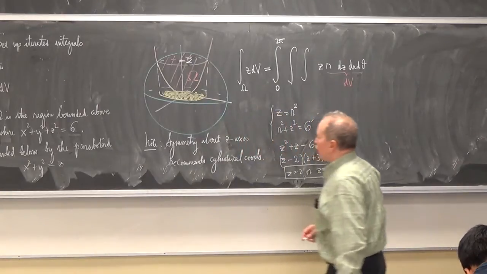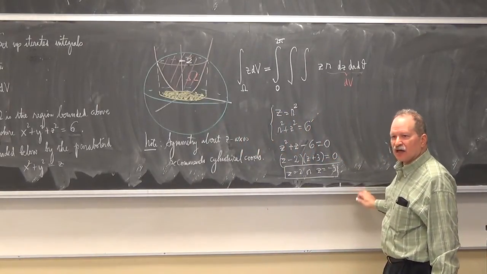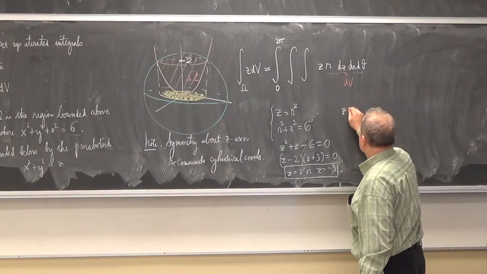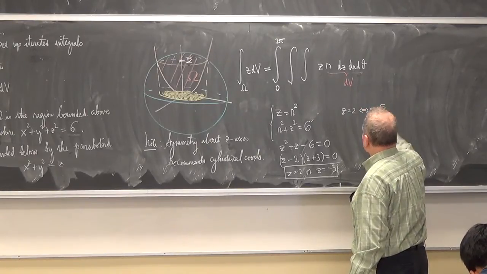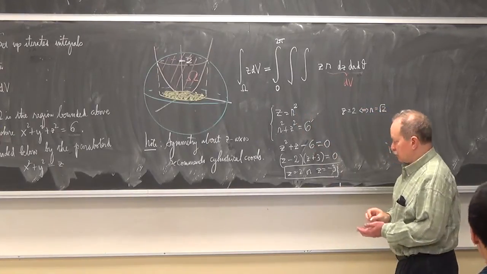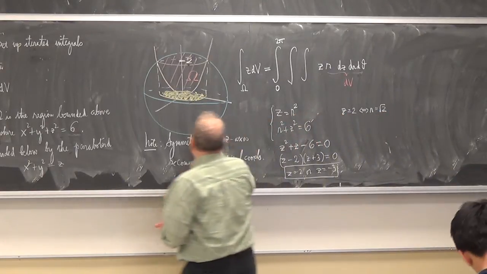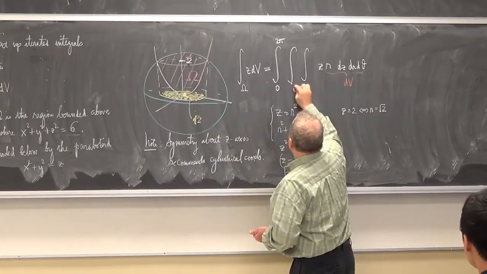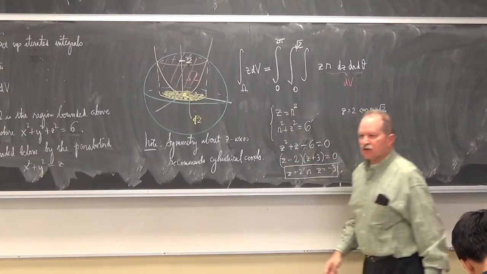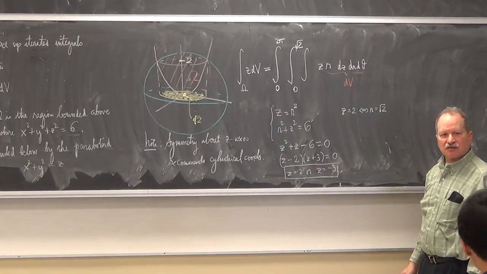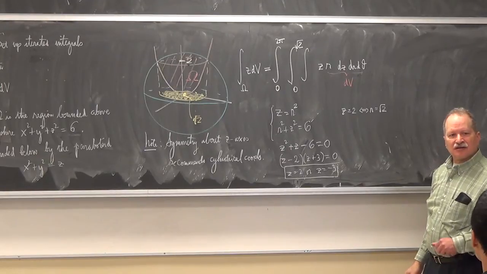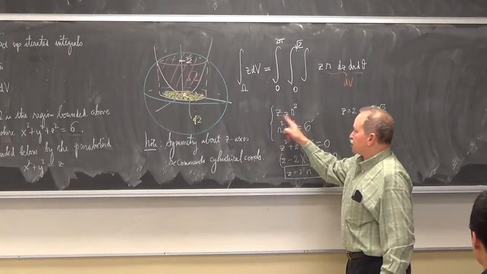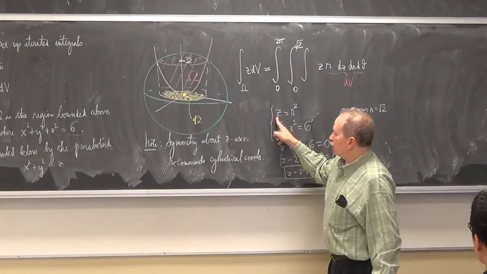What does that tell me the radius of that ball or disk in the xy plane is? Square root 2. So this guy has radius square root of 2. So r goes from 0 to square root 2. We've decided that this is happening at z equals 2, so r squared then is 2.